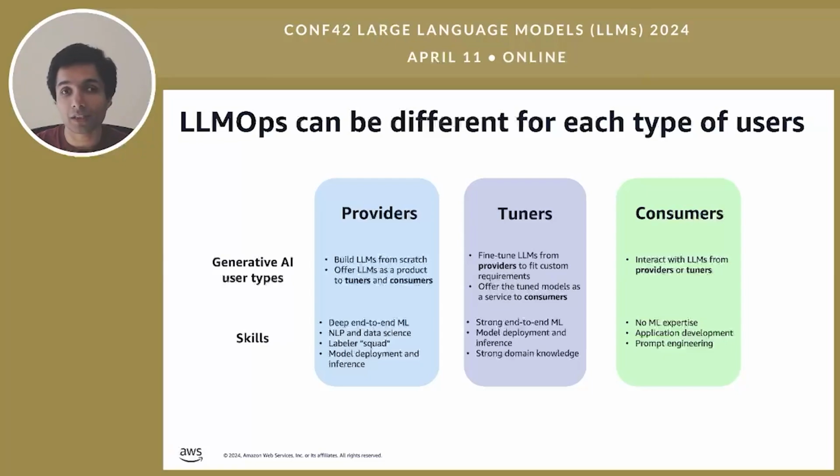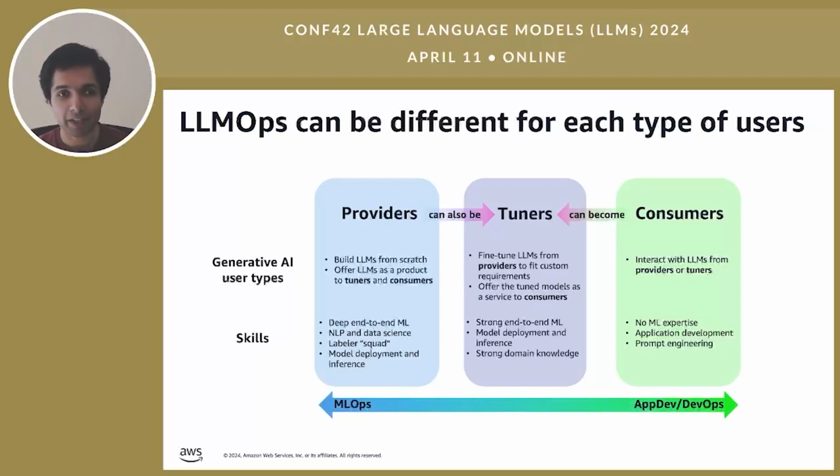They want to ensure that the response does not have any kind of bias, toxicity, or unrequired responses. So they don't really have much ML expertise, but they are basically using prompt engineering for getting a response from the model. Be mindful, these roles are transferable. So you can always have a provider who's also becoming a tuner, and you can always have a consumer who can also become a tuner.